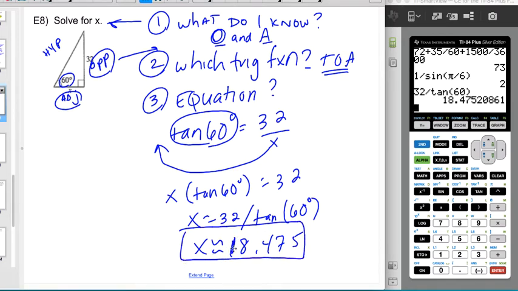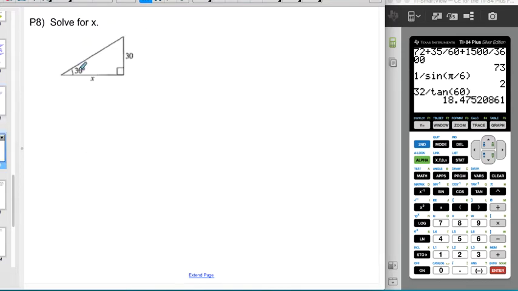If there had been units, if there had been feet or inches or something else, I would need to put that. And that's kind of the gist. All right, let's keep moving. All right, so you're going to do the same thing. You're going to solve for x, right?